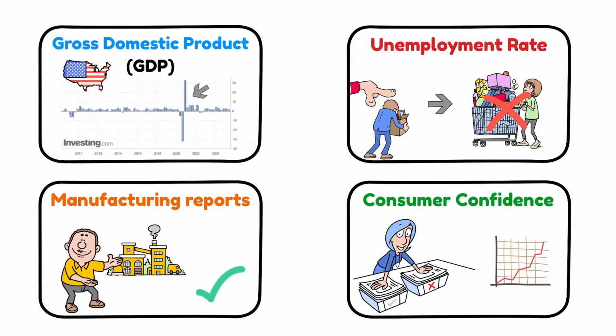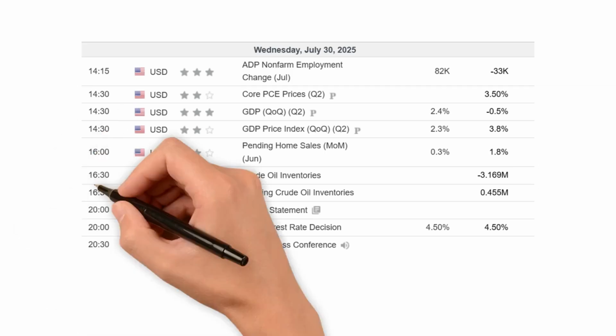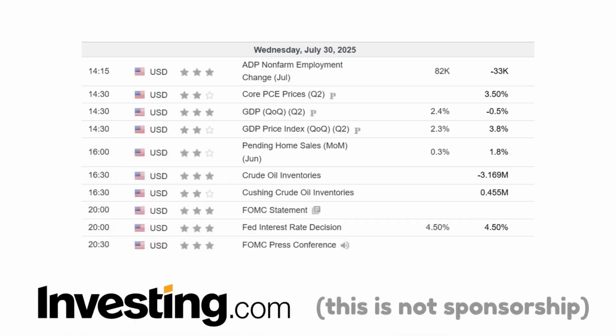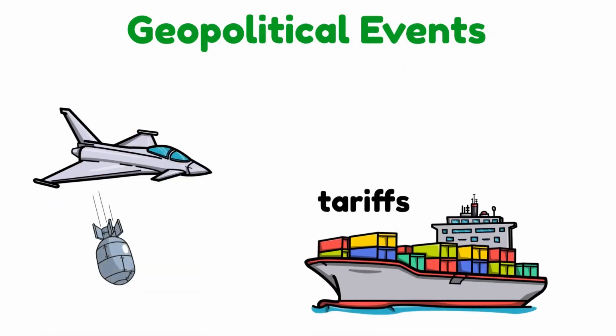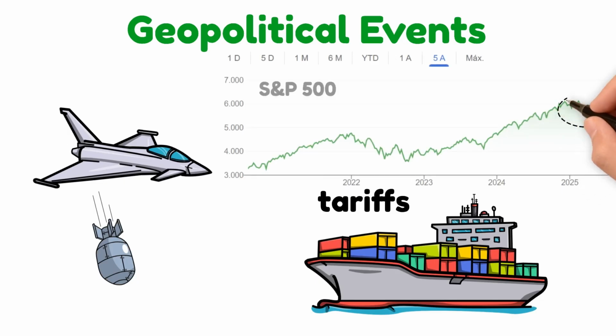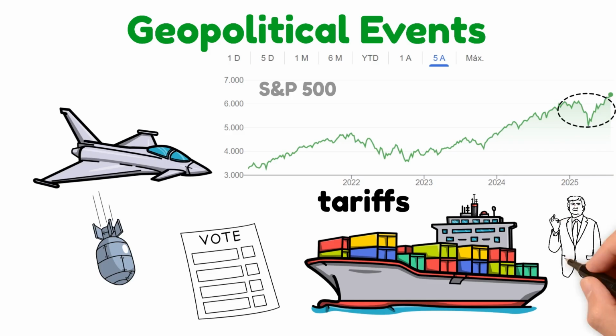You can actually track a lot of these big economic events on something called an economic calendar. Websites like investing.com have one for free. Finally, geopolitical events like wars, trade tensions, or tariffs can shake up the market fast. Even elections can move markets on what investors expect the winning party to do.